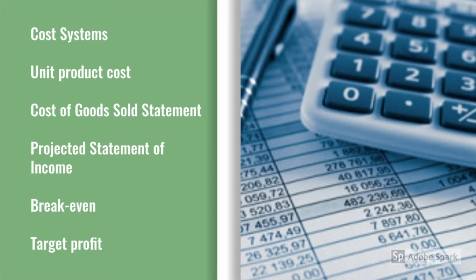We'll then finish out with looking at a projected statement of income and then also looking at the profitability that each product will have for the company. And then we'll look at break even and target profit for the different products in the company as a whole.